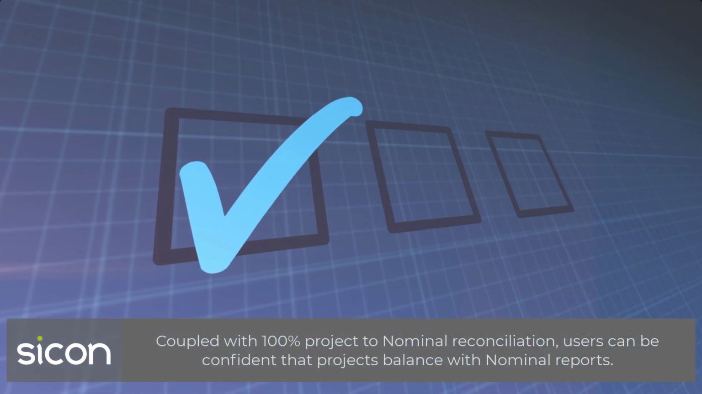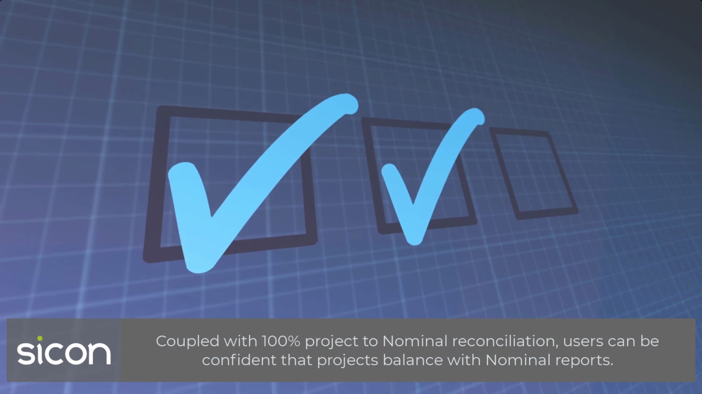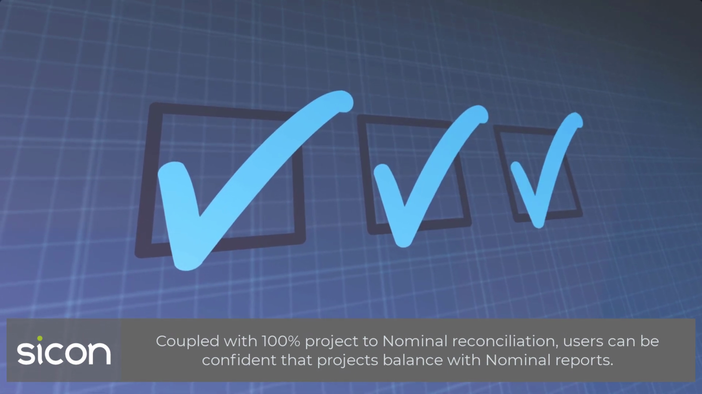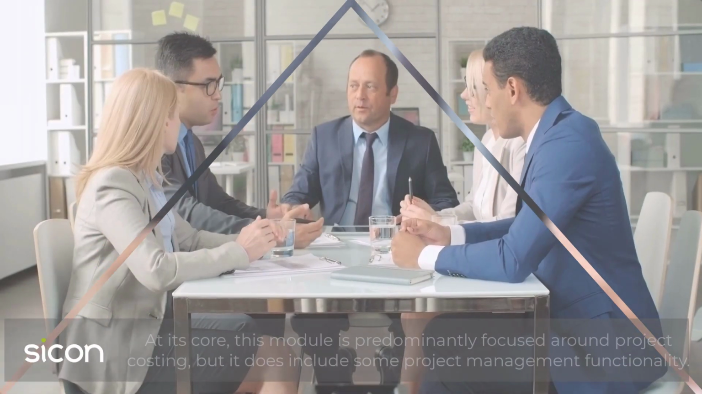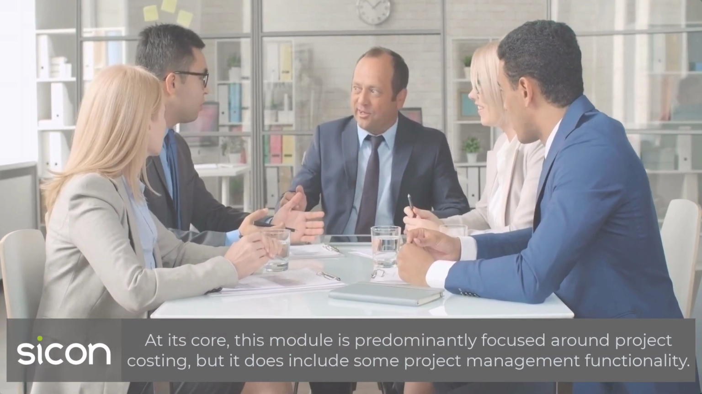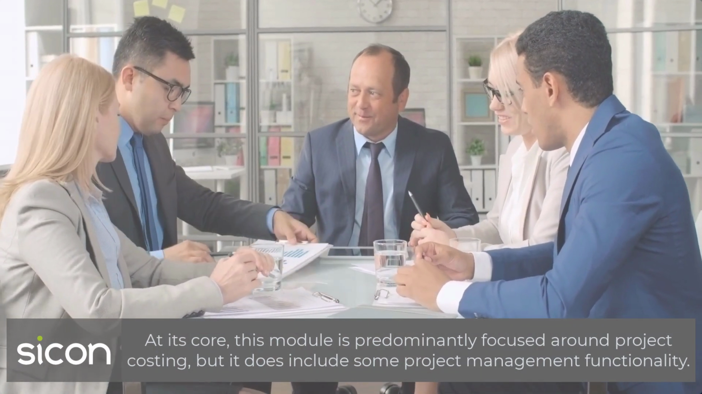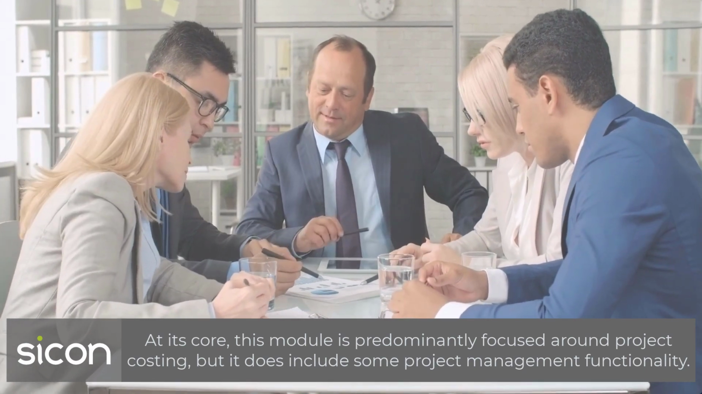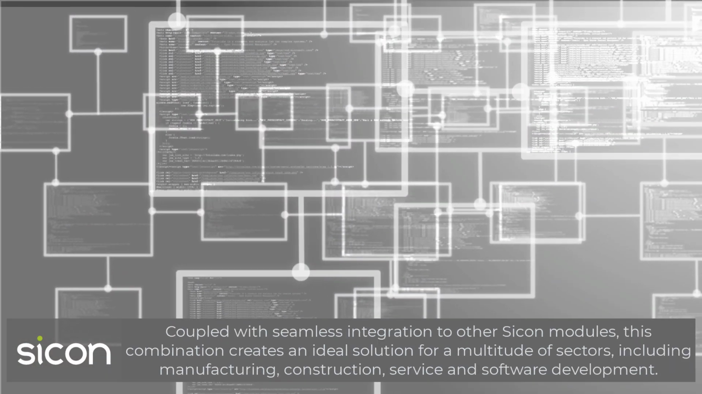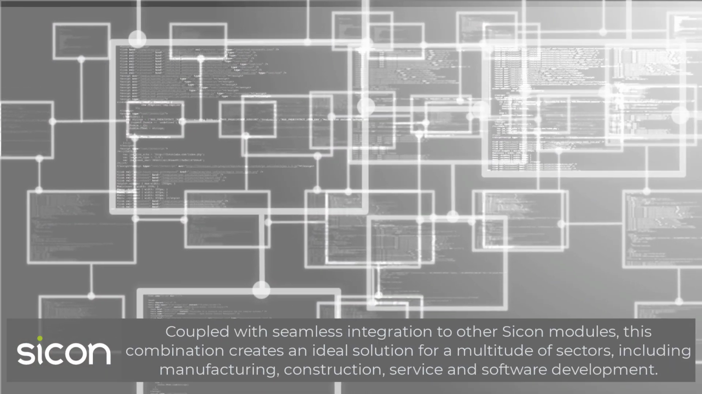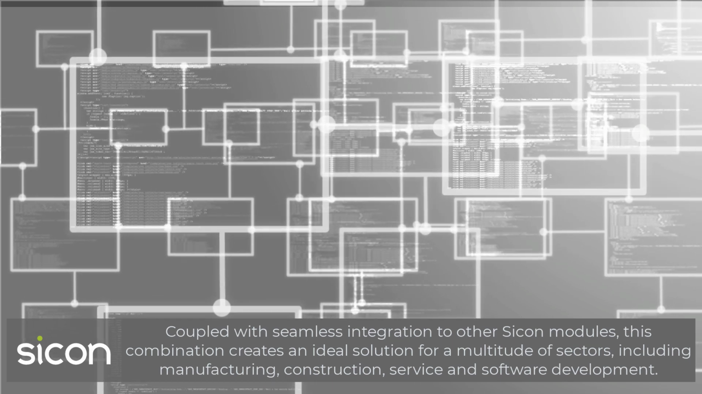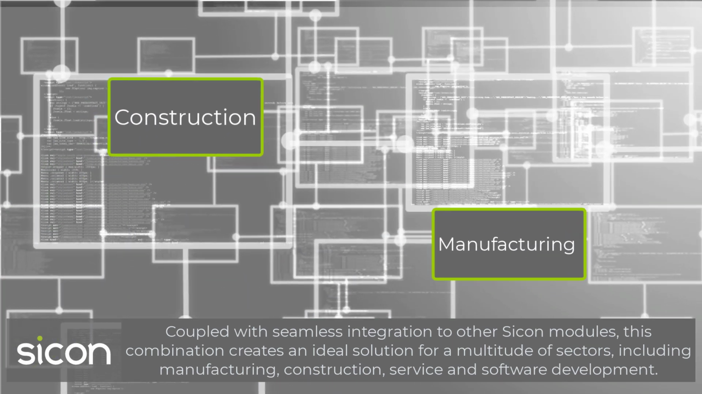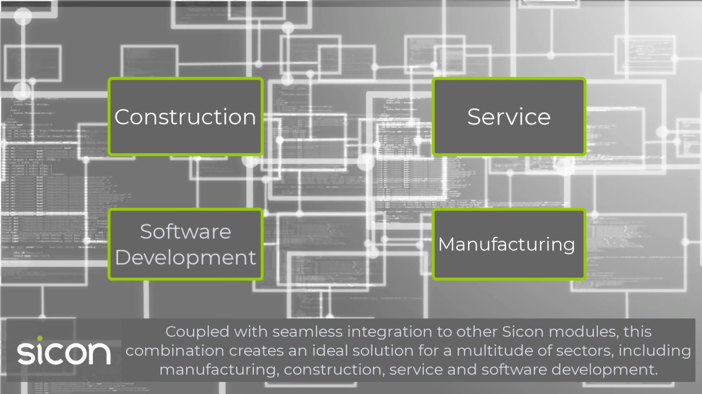Coupled with 100% project to nominal reconciliation, users can be confident that projects balance with nominal reports. At its core, this module is predominantly focused around project costing, but it does include some project management functionality. Coupled with seamless integration to other Sicon modules, this combination creates an ideal solution for a multitude of sectors, including manufacturing, construction, service and software development.